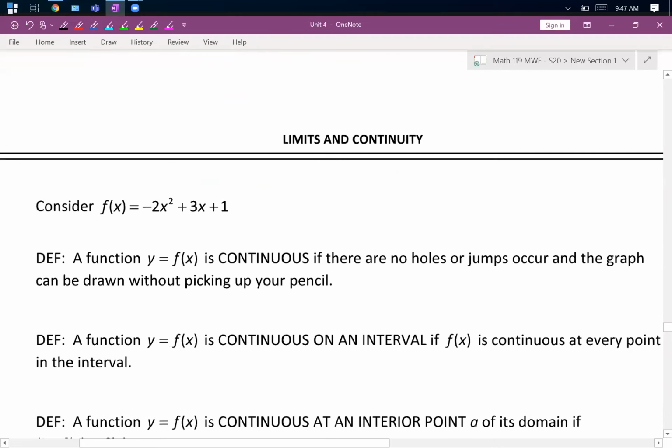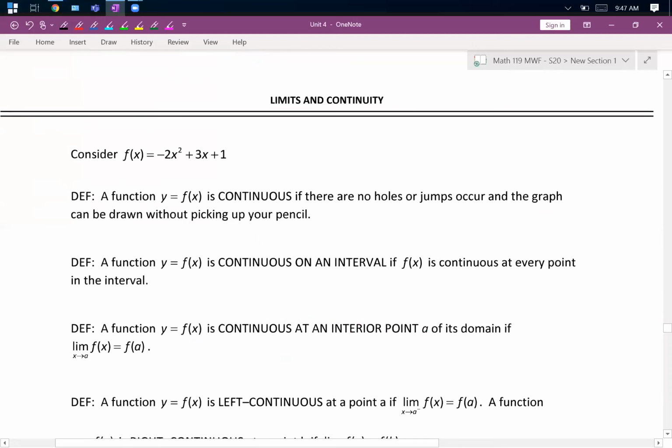So if we consider the function f of x equals negative 2x squared plus 3x plus 1, we've defined continuity before. A function y equals f of x is continuous if there are no holes or jumps that occur and the graph can be drawn without picking up your pencil. Well, that's not a very technical definition. That's kind of what we went with when we were in college algebra, but we're going to get more specific than that. A function y equals f of x is continuous on an interval if f of x is continuous at every point in that interval.